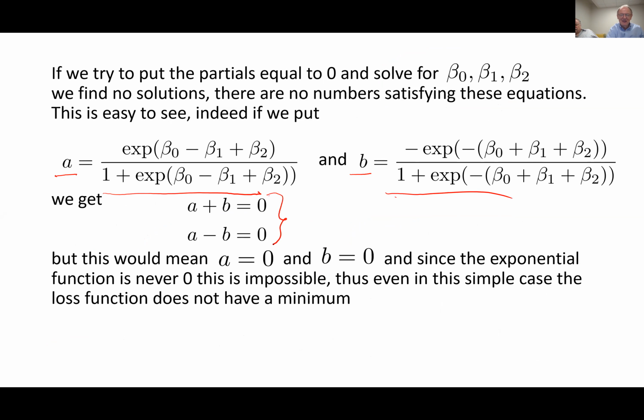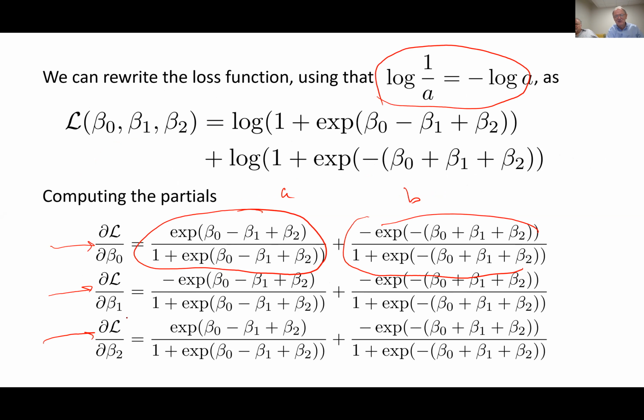And that would mean that, for instance, we would have A here equal to 0. But that can't happen because the exponential function is never 0. So this A here, given as this fraction, is never 0. And so that means that these equations, putting them equal to 0, don't have any solution. So there is no minimum here.